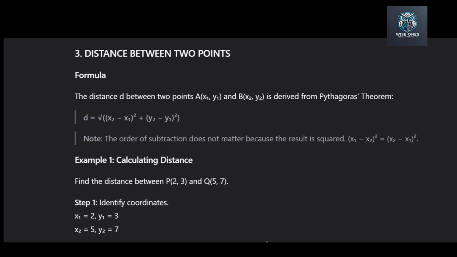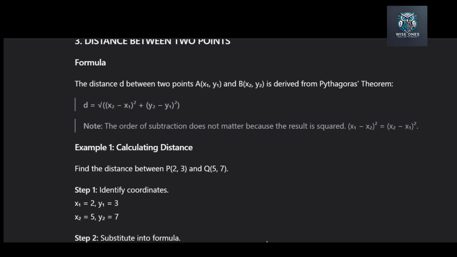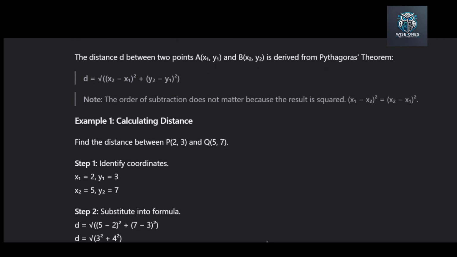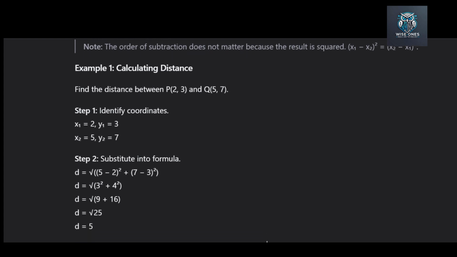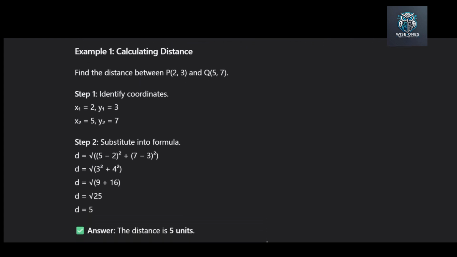But it is good practice to stick to one order, like 2 minus 1. Let us look at example 1. Calculating distance. Find the distance between P (2, 3) and Q (5, 7). Step 1. Identify coordinates. For point P, x1 is 2 and y1 is 3. For point Q, x2 is 5 and y2 is 7.